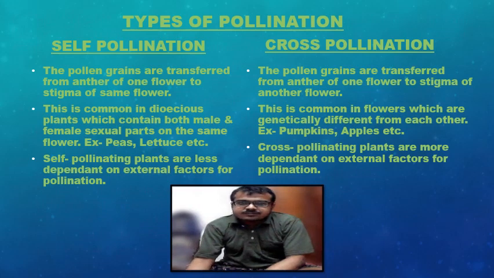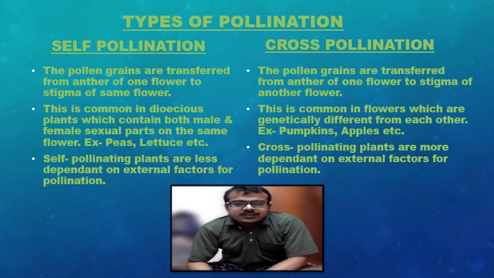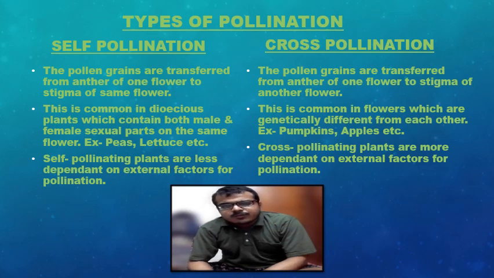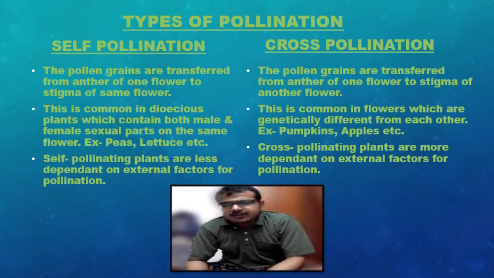Now let us come to the types of pollination. There are two types of pollination: one is self-pollination and the other is cross-pollination. Self-pollination is the process where pollen grains are transferred from the anther of one flower to the stigma of the same flower. So within the same flower, pollination takes place. And cross-pollination is where pollen grains are transferred from the anther of one flower to the stigma of another flower. So two different flowers are involved.